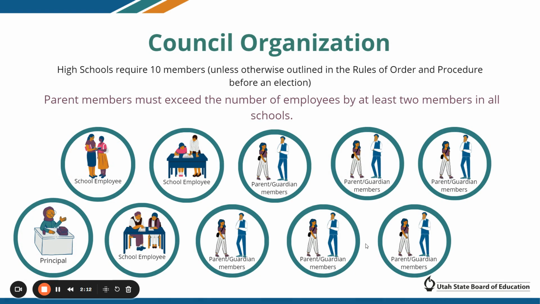Unless otherwise outlined in the Rules of Order and Procedure, before an election occurs, a high school council will have 10 members consisting of 6 parent members and 4 school employees, which includes the principal. The council must have at least a 2-parent majority.